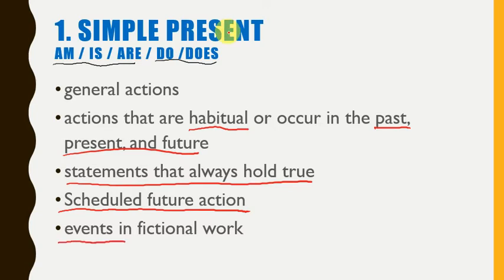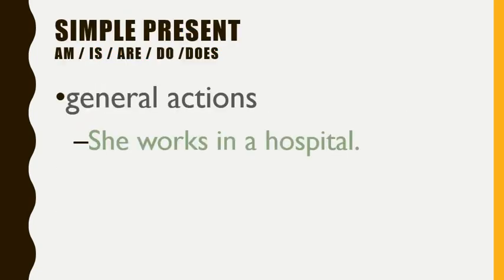And also events in fictional work, like when you're reading a book, anything that you describe in the book should be written in the present tense. So if you are writing a school essay about a book that you recently read, you have to describe everything in the present tense. So let's look at some examples of these rules here.